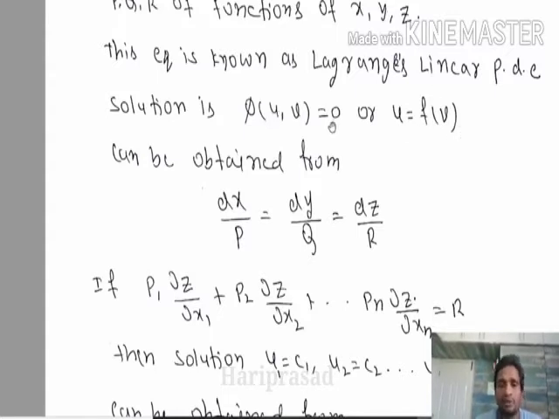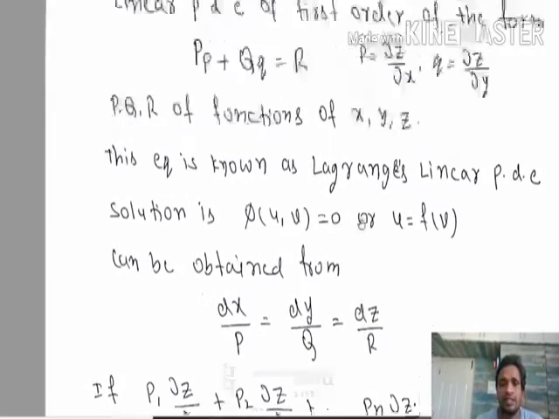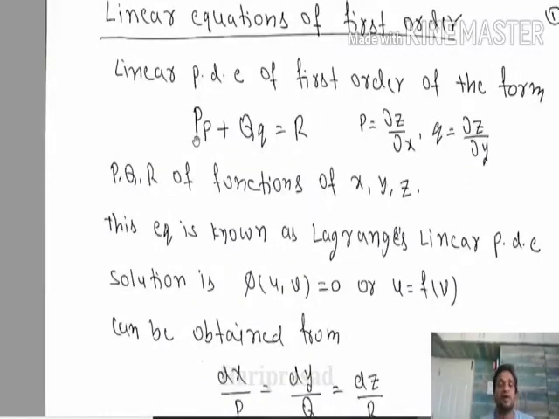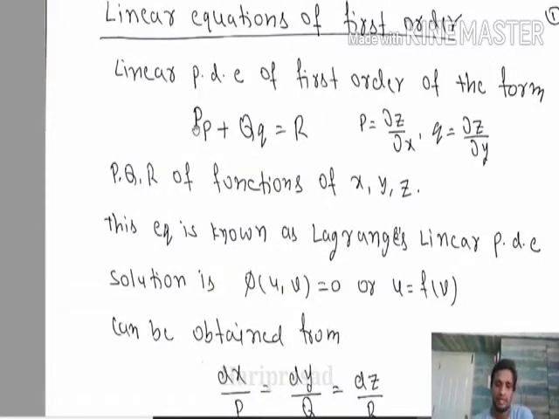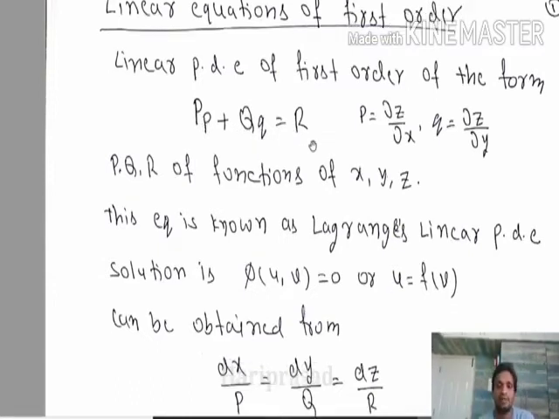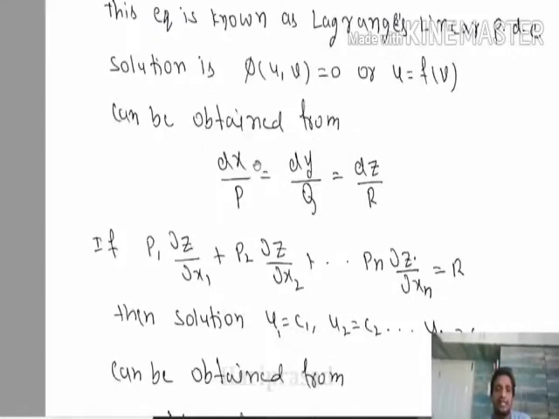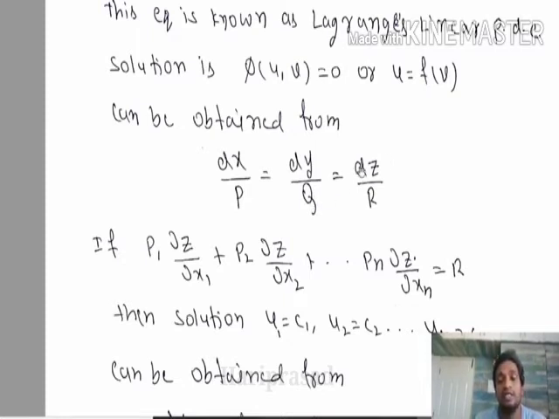How we got this solution: here see the standard form. It should be in the form of capital P into small p plus capital Q into small q is equal to capital R, that is dx by P, dy by Q, dz by R. That means dx by the coefficient of small p, that is capital P, dy by the coefficient of small q, that is capital Q, dz by the coefficient of the constant R, we can write it as 1.